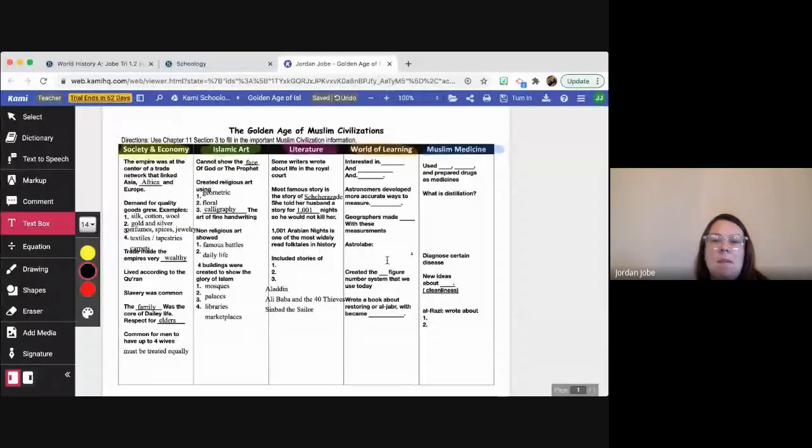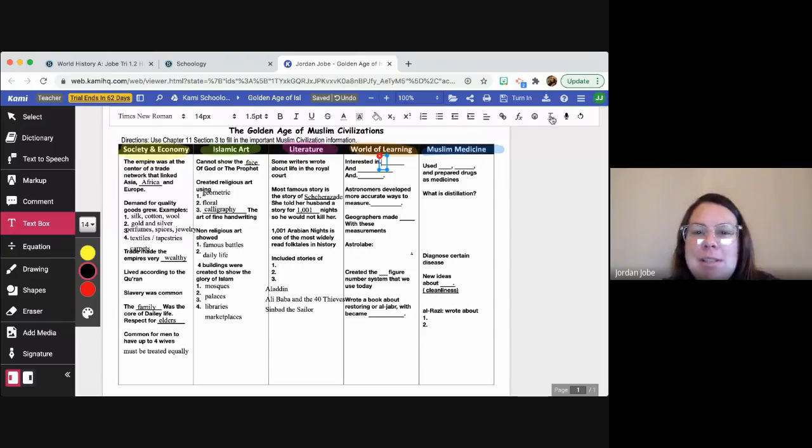There we go. Okay, talking about the world of learning. Muslim scientists, geographers, astronomers were interested in things like astronomy. What's astronomy? Space stuff. Yeah, the stars. Right? They were interested in navigation. Okay, and then the last one was map making.